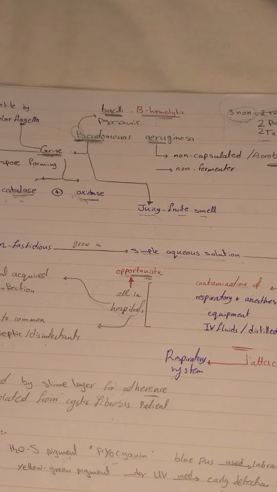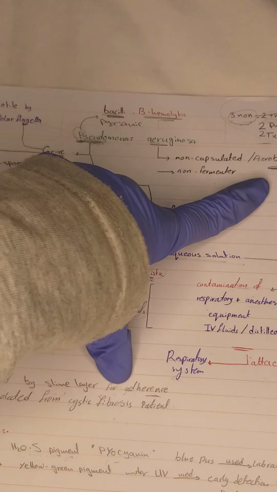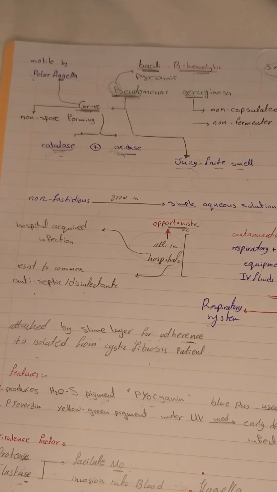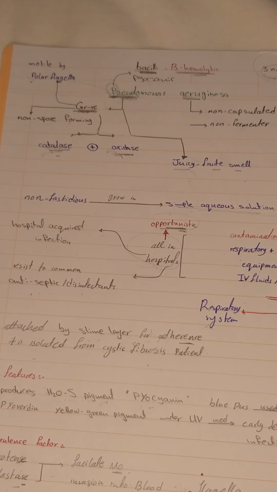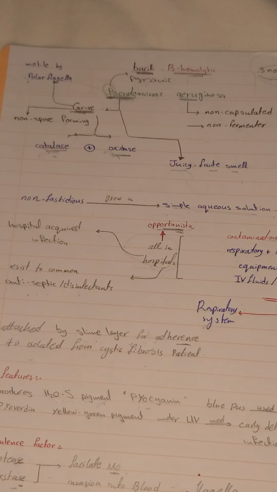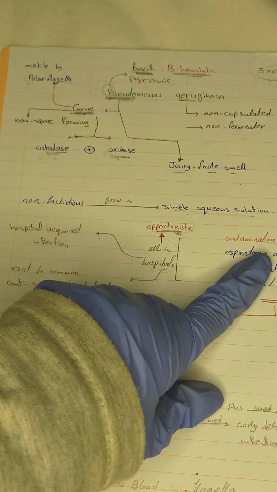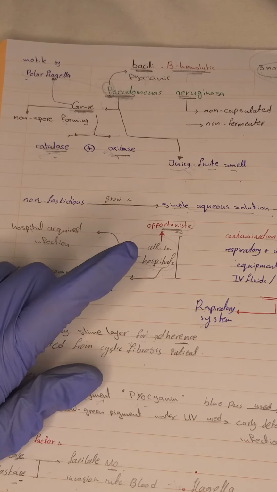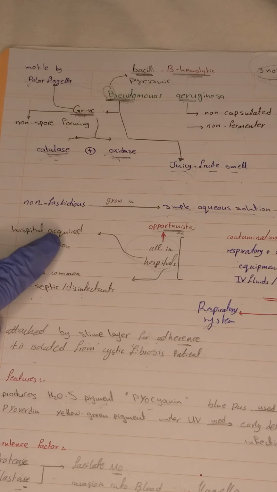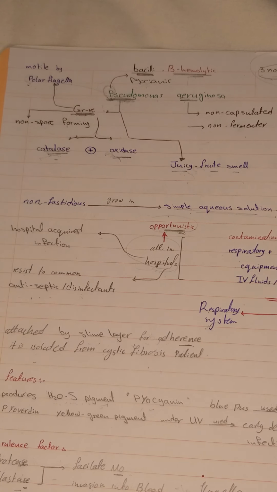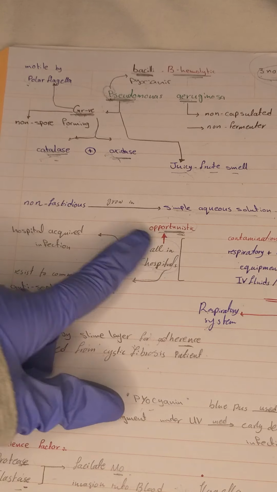Before I forget, aeruginosa is strictly aerobic. Please remember this, okay? It is a non-fastidious bacteria found in simple aqueous solution, resulting in contamination of respiratory anesthetic equipment. Okay, where could this be found? It's found in the hospital. So it causes hospital-acquired infection, nosocomial infection as it's known, and it's opportunistic, okay?